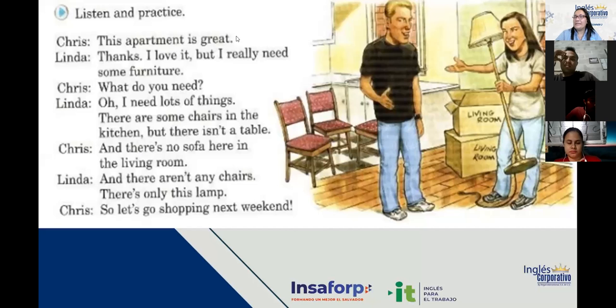All right. This apartment is great. Thanks. I love it. But I really need some furniture. Furniture es una palabra que no es muy común. Entonces, se refiere a todo el mobiliario, a todos los muebles. Okay? No necessarily from the house. In the office, there is some furniture. At school, there's furniture.